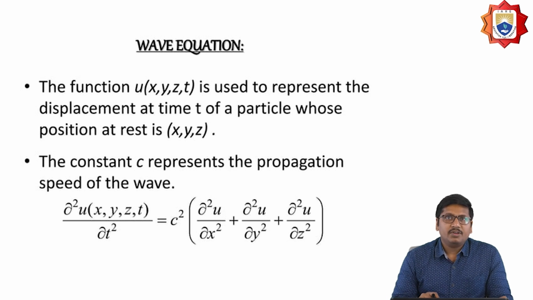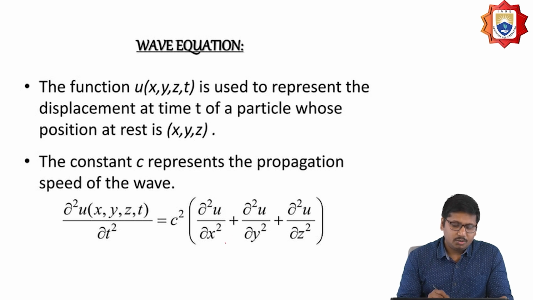And the next one is the wave equation. The function u(x, y, z, t) represents the displacement at a point, and the constant c represents the propagation speed of the wave. So ∂²u/∂t² = c² (∂²u/∂x² + ∂²u/∂y² + ∂²u/∂z²).